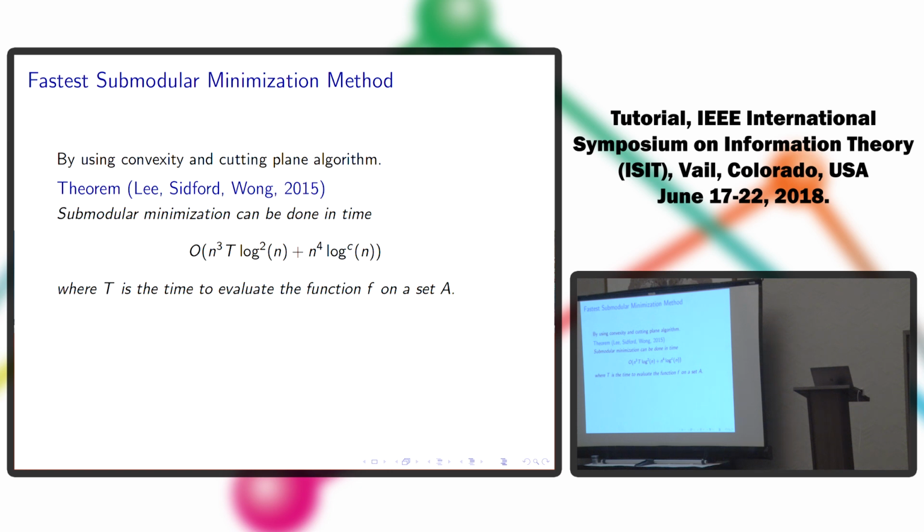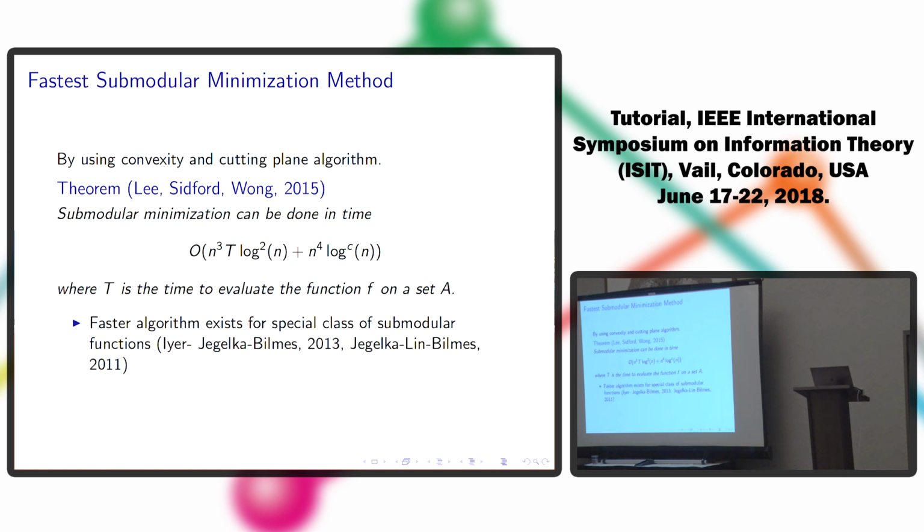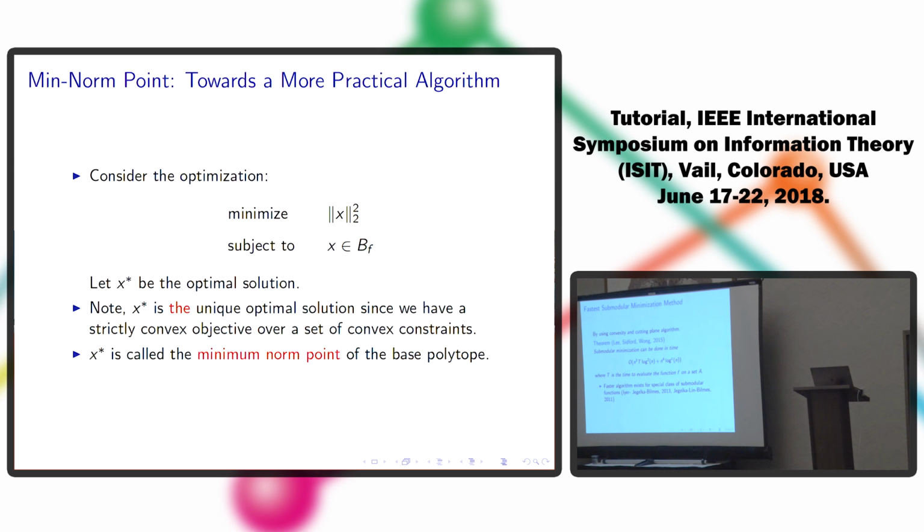So let me just tell you about a more practical algorithm for this problem. So that was one thing. The other thing is that a much faster algorithm exists when you have a special class of submodular functions, and that is some of the work that Jeff did with some of his students in the past. Okay, what is a more practical algorithm to use? It is basically the minimum norm point, and this is a very simple optimization algorithm to explain.